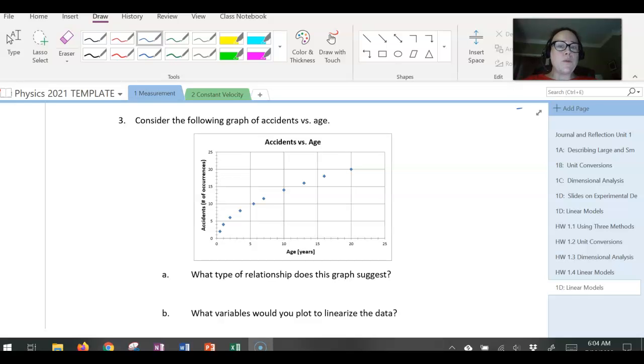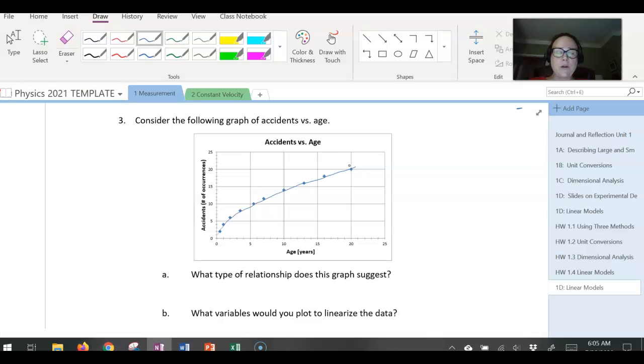Okay, so let's look at number 3. And here we have a scatter plot which is showing us accidents versus age. And so as age increases, the number of accidents also increases, but it doesn't do so in a linear fashion. Let me just begin by sketching in the shape of this trend. And I can see that it's curved.